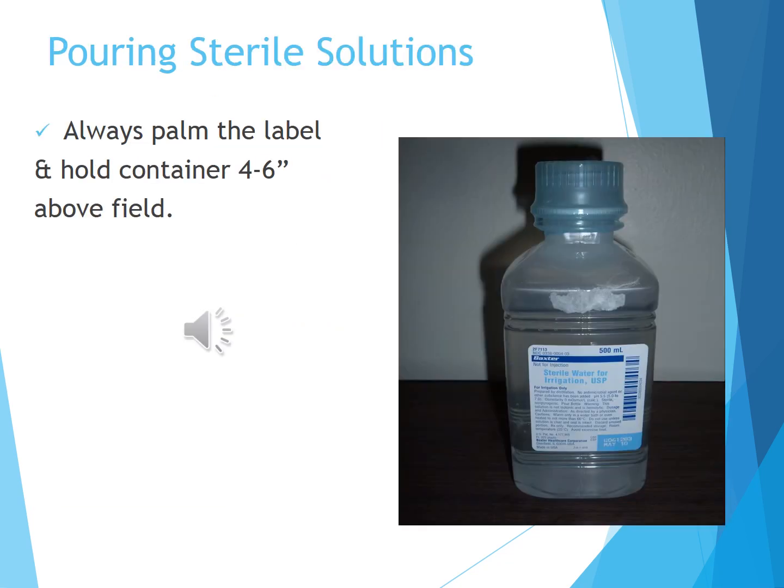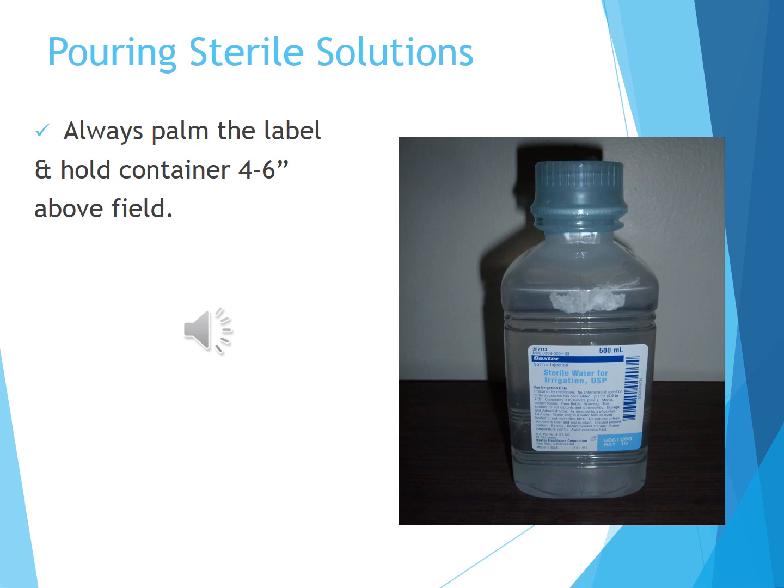So from our previous slide, we talked about the formalin in those jars to preserve the tissue. So it preserves the tissue en route to the lab where it's going to get its final diagnosis. Now, when the physicians need us to pour solutions onto their sterile field, you always want to make sure that you palm the label. That way, when you palm the product, it's right in your hand and you can see exactly what it is. For example, in this slide, it says sterile water for irrigation, and you're able to view the expiration date.